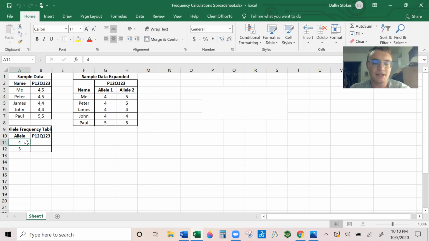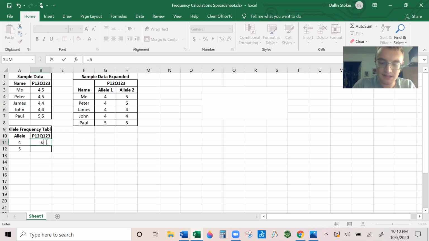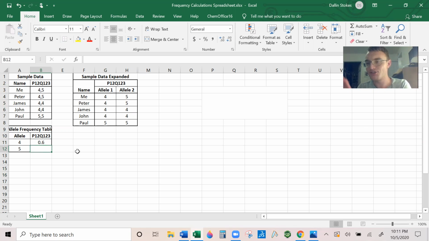Now, to figure out the frequency of a 4, let's go through and count how often a 4 happens in the population. We've got 1, 2, 3, 4, 5, 6. So 6 out of 10 of the alleles in the population are 4. So we go 6 divided by 10, because that's 6 4s out of 10 total alleles, gives us a 0.6 chance of finding a 4 in the population, which is 60%. That's the allele frequency of 4.